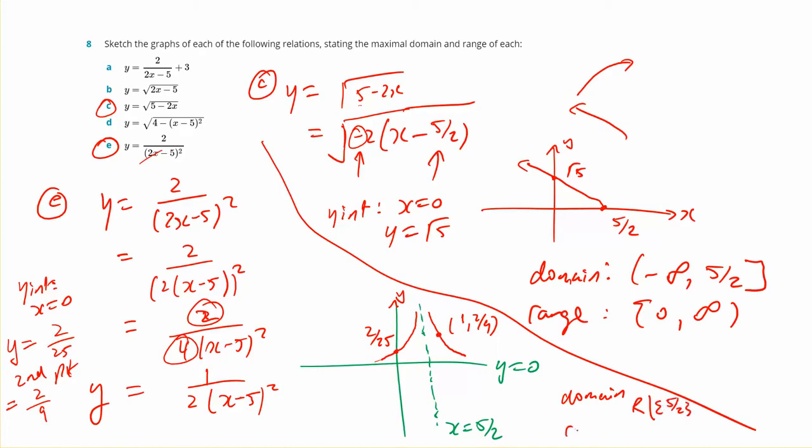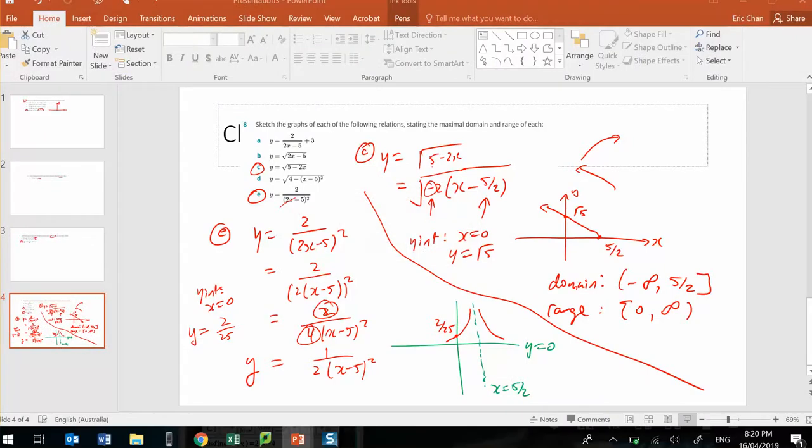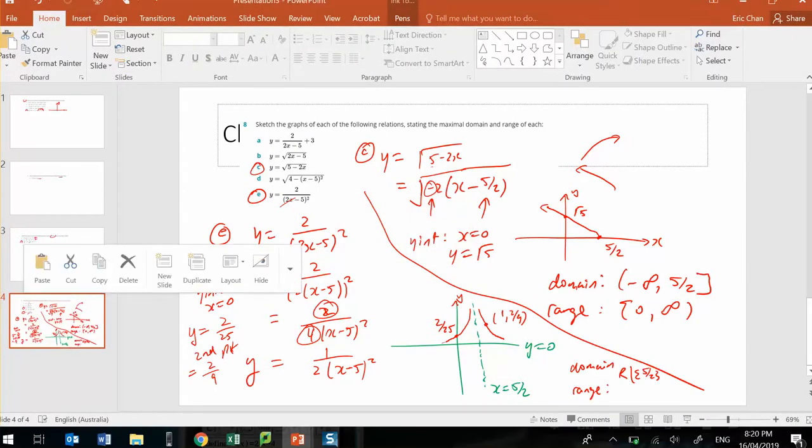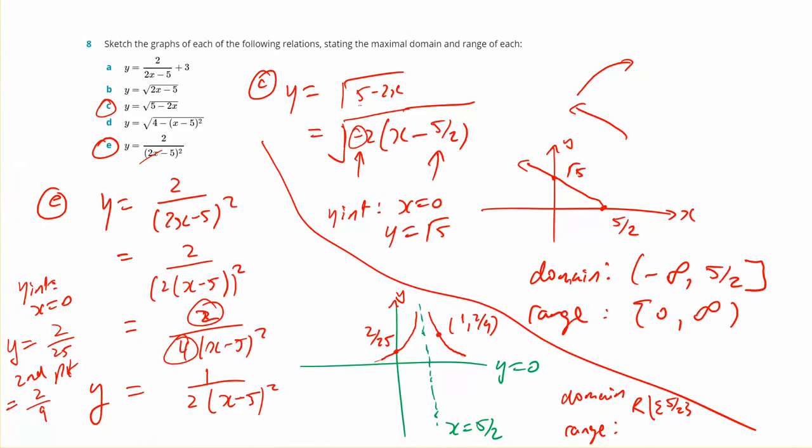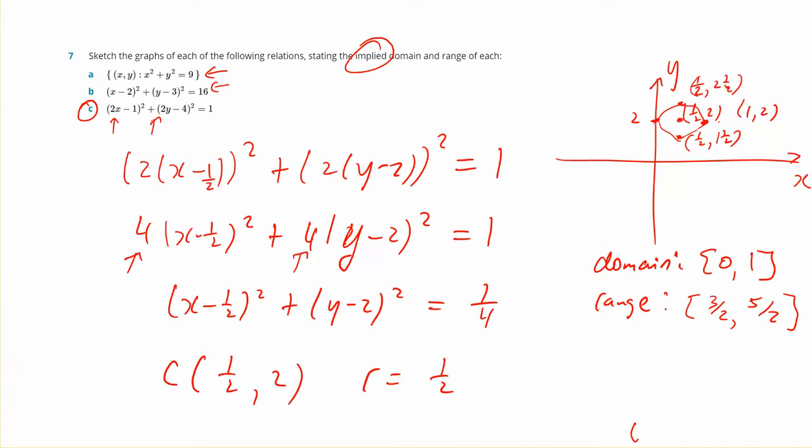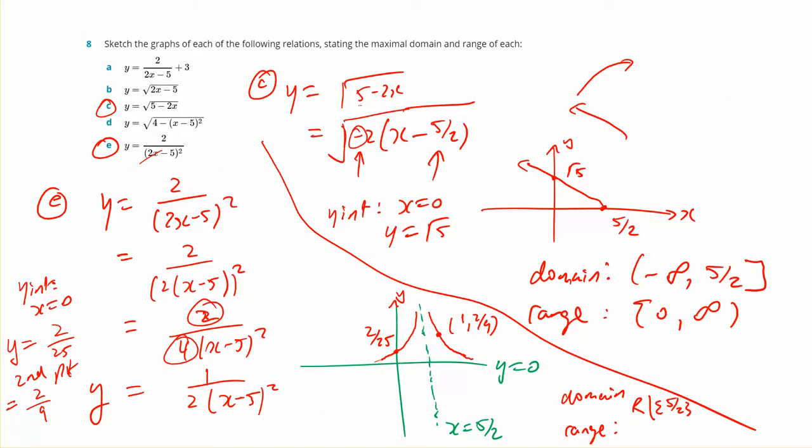The range would be all values. The range, not all values. The range cannot, can you see it cannot touch y equals 0. So it's starting at 0 but not including 0. But it can be any value because it goes up forever. Okay, so this goes up forever and ever and ever.